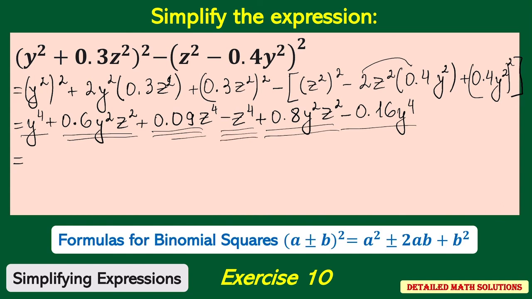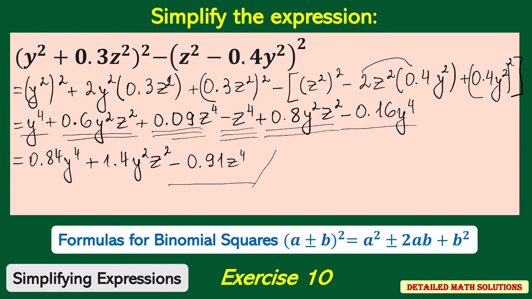So when I add these pairs of like terms, I get 0.84y⁴ + 1.4y²z² − 0.91z⁴. I can't simplify further, therefore this is the final answer for this exercise.